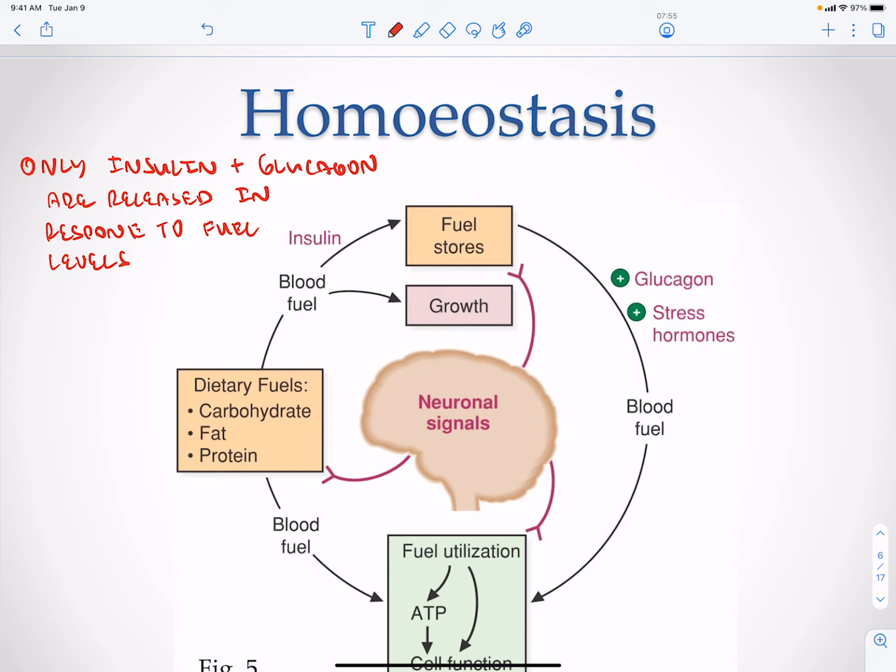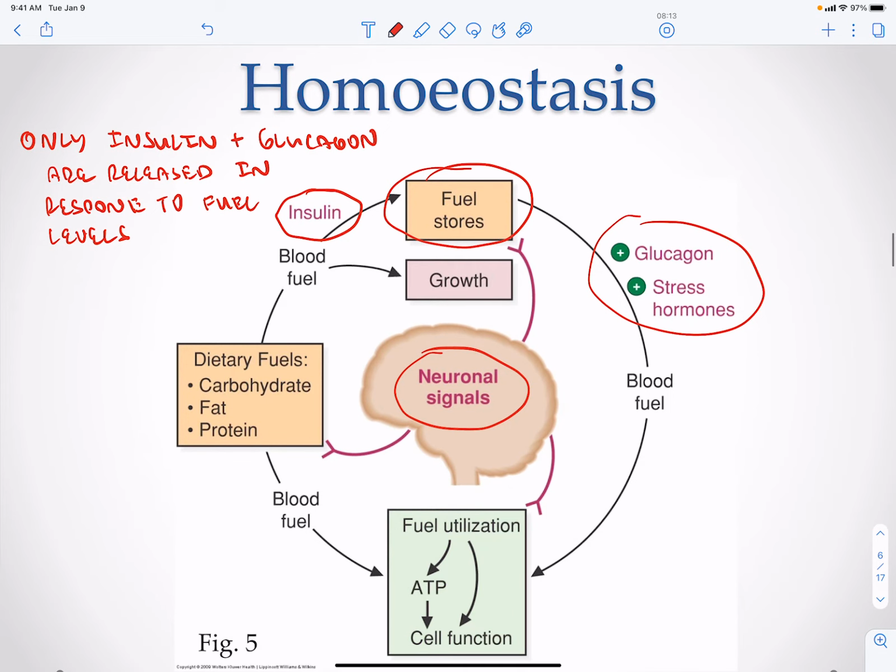Now cortisol, epinephrine, and norepinephrine are going to be mediated by neural signals, and so those are going to be sort of on an at-need basis. So insulin is really going to drive fuel stores, and then glucagon and the stress hormones are really going to drive fuel utilization, the breaking down of fuels. And then, of course, in our diet, we're going to talk about the take-up of carbohydrates, fats, and proteins. There are only certain things that your body can take up, and those are going to feed into this fed fasting cycle.